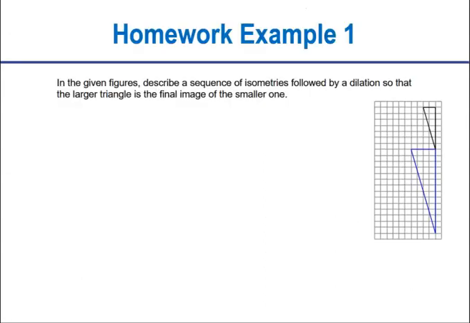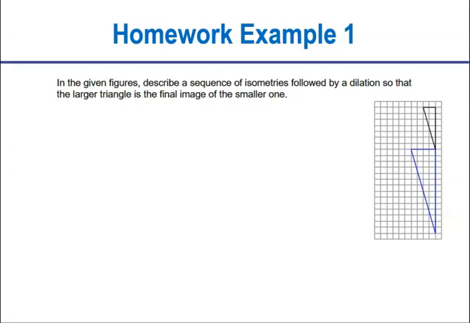Okay, I have a homework example for you. And then another one, and then we will be finished. In the given figures, describe a sequence of isometries followed by a dilation so that the larger triangle is the final image of the smaller triangle. Okay, so we want the larger one to be produced from the smaller one by an isometry and a dilation. I had to think about how I started that sentence. So what could we do?